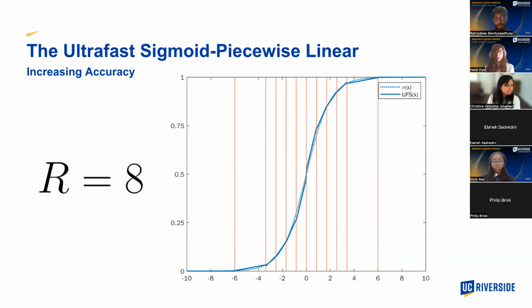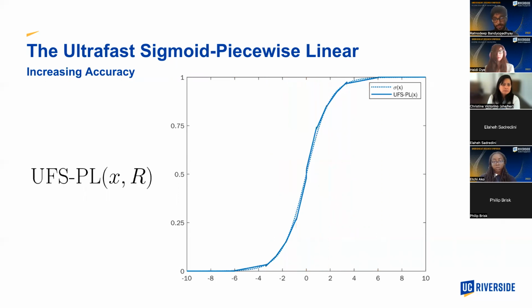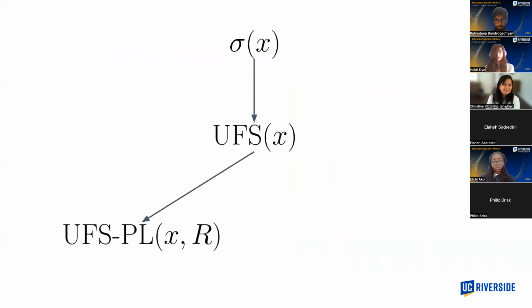Some machine learning applications may only need 8 regions, so it may prove harmful to further increase the complexity of the hardware. For now, we can leave the number of regions as a parameter the user can set based on their project's requirements. And so this is the resulting function: ultrafast sigmoid piecewise linear, abbreviated as UFSPL.